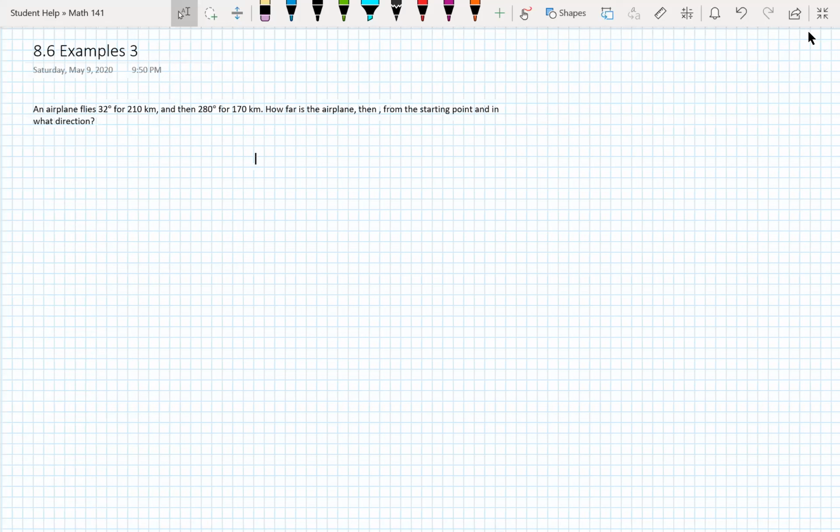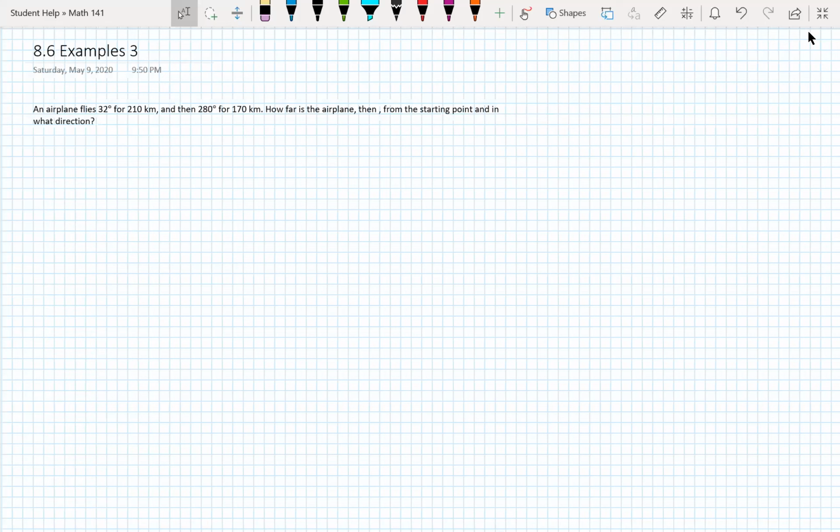These are two application problems. This first problem is a repeat of one that we did in section 8.5, and we used a different method to solve it in the last section. In this example, we're going to use vectors and the components of vectors to solve the same problem.